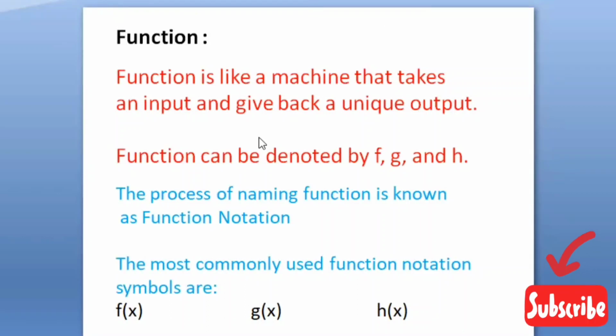In this video, we are going to learn about composite functions. But before moving further, I will recall the basics of functions. A function is like a machine that takes an input and gives back a unique output. Functions can be denoted by f, g, and h. The process of naming a function is known as function notation, and the most commonly used function notation symbols are f of x, g of x, and h of x.